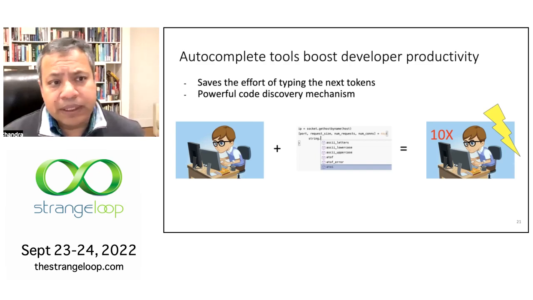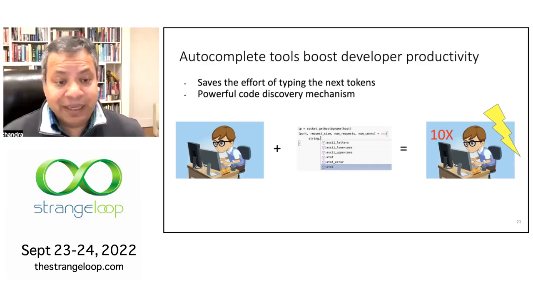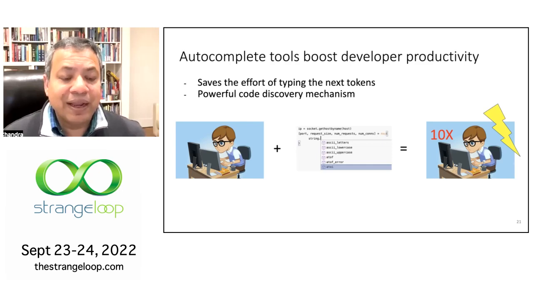And so autocomplete is great because it saves you the effort of typing the next tokens, but it's also a code discovery mechanism because you might not remember all of these possible API names all at once off the top of your head. But once this menu pops up, you might get reminded.